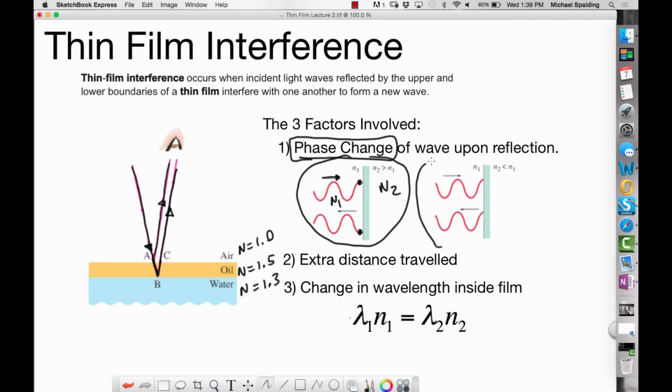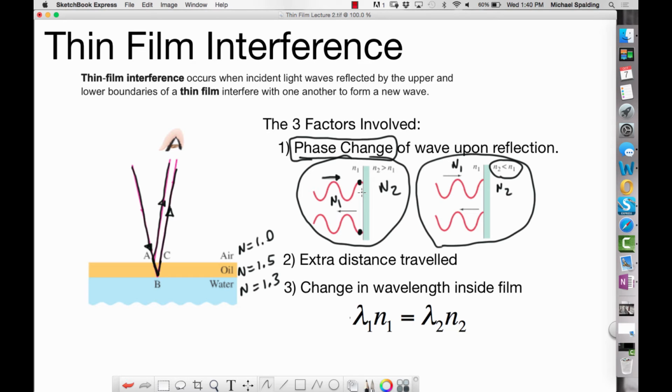Now, here we have a light ray that comes in, and it's reflecting off of a medium with a lower index of refraction. So this side is N1, this side is N2, and N2 is smaller than N1. So are you going to get a phase change there? No. The only time you get a phase change is when the reflection is happening at a boundary where there's a higher index of refraction. If it's a lower index of refraction, there's not going to be a phase change.